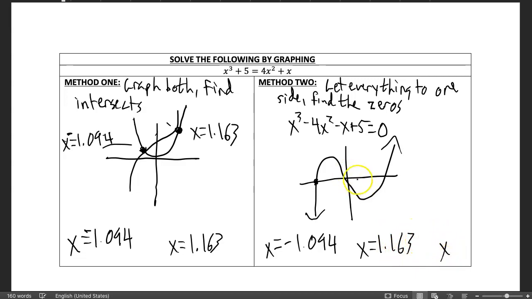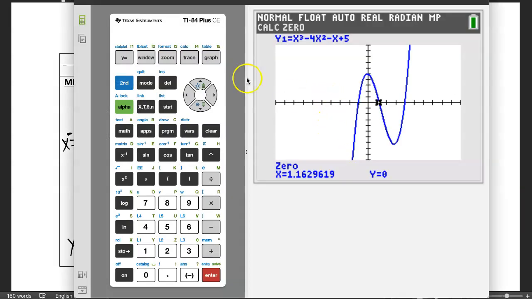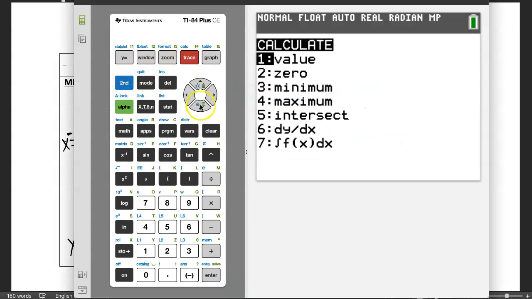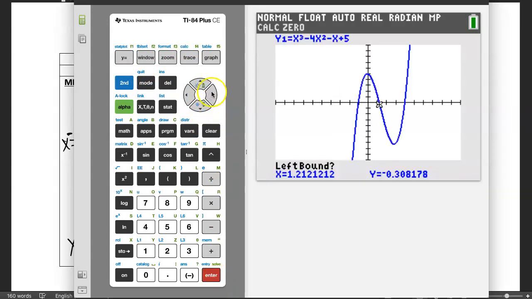What about that last point? That one is actually over here. We get 1.163, and for our last point, we hit calculate, zero again, and put in our left and right bounds, and we get our guess. Our last answer is 3.931.